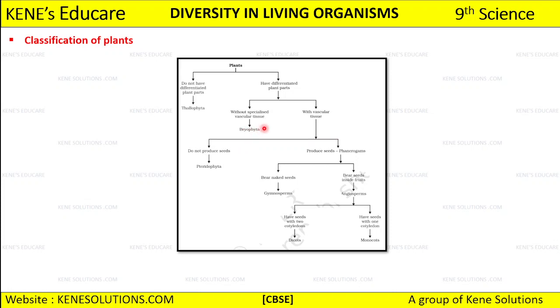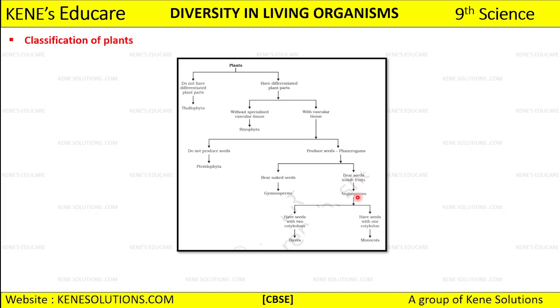And if the plants have xylem and phloem, then we have two different kinds here. If they have xylem and phloem, whether they produce seeds or not. If they are not producing seeds, that comes under the pteridophyta division. If they are producing seeds, we call them phanerogams, and we can divide them into two types. They are bearing naked seeds or the seeds are inside the fruit. If they are bearing naked seeds, that comes under gymnosperms, and if the seeds are inside the fruit, then that comes under angiosperms.